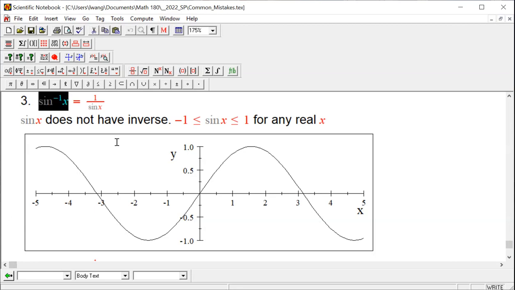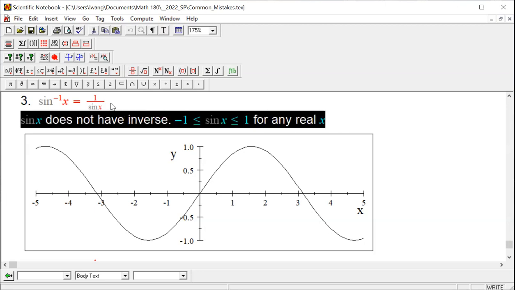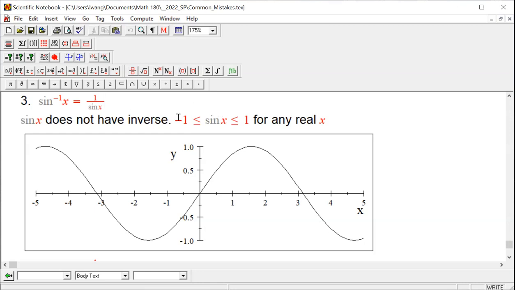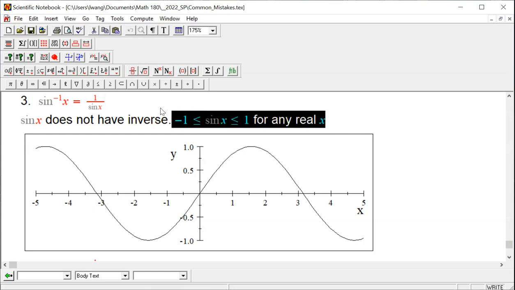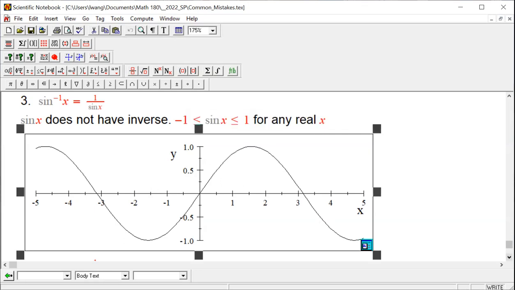But we need to understand that this is arcsine. This is not sine inverse. It should not be read as sine inverse. It should be read as arcsine. To explain this, the sine does not have an inverse, right? Every time you talk about sine, it is the sine. This has this curve, right?